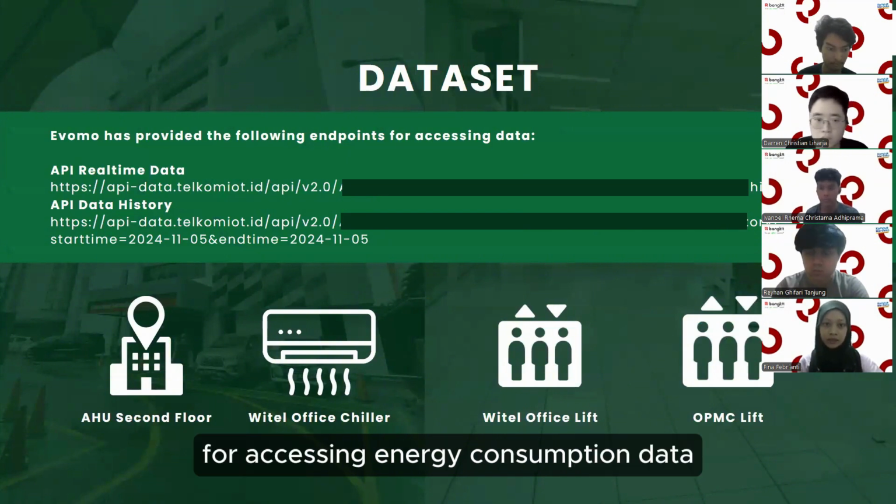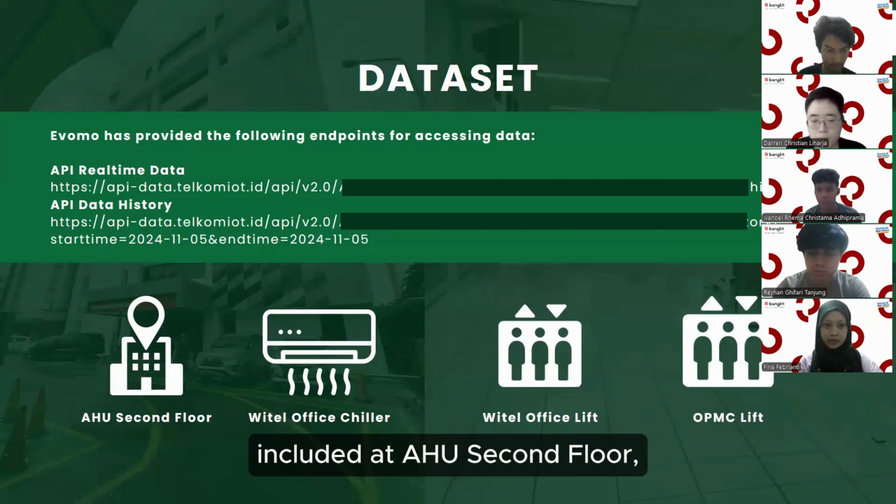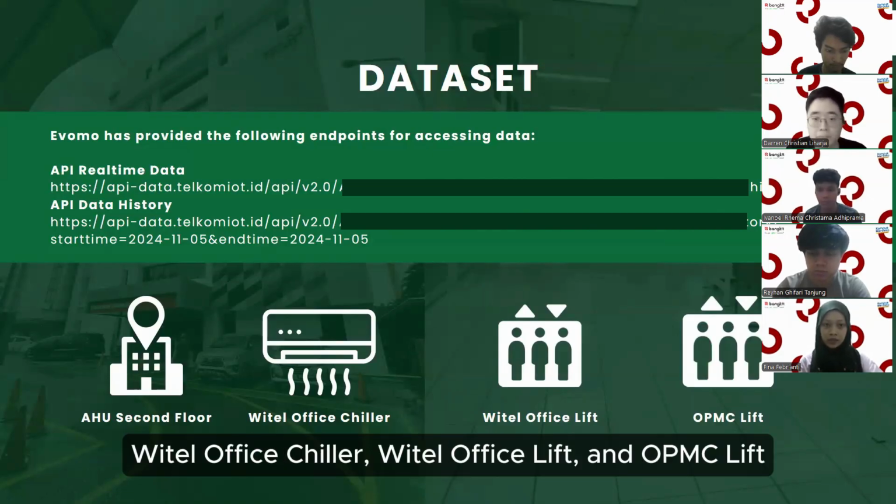Ivanoel provides an API for accessing energy consumption data, for real-time data and data history. Monitoring locations include AHU second floor, vital office chiller, vital office lift, and OPMC lift.